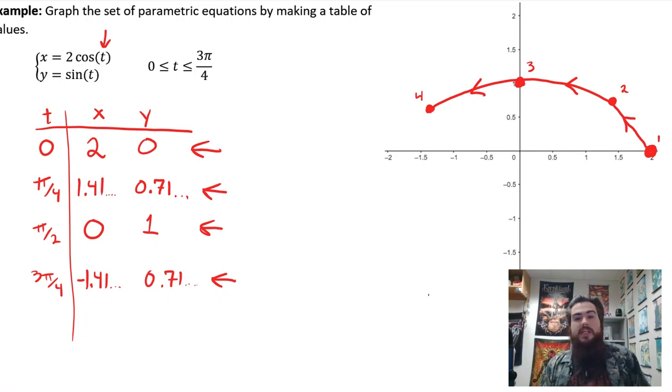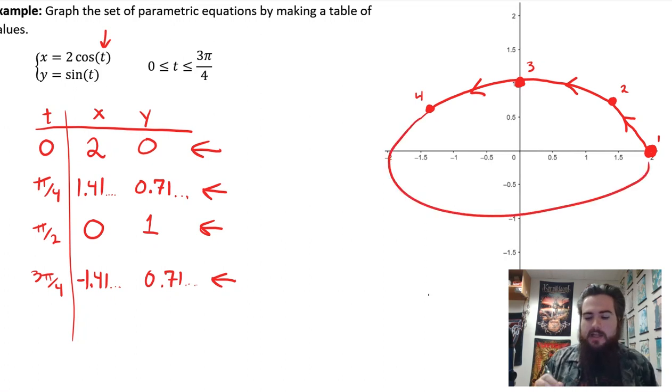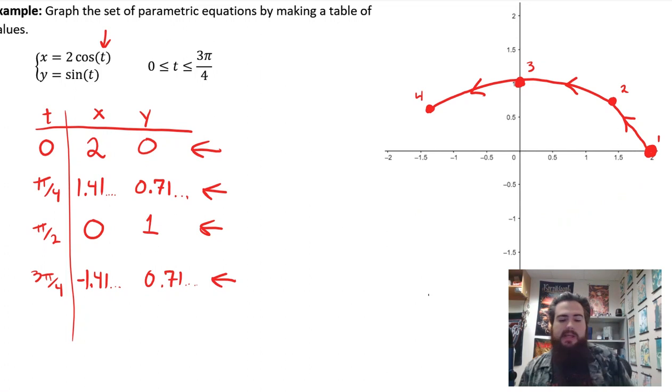If I were to continue this, if t actually were infinite, then what this actually would look like is an ellipse. However, because we are only taking a portion of this, we are basically just defining a slice. So we have the entire curve here.